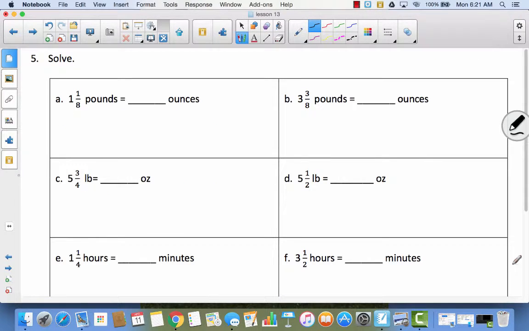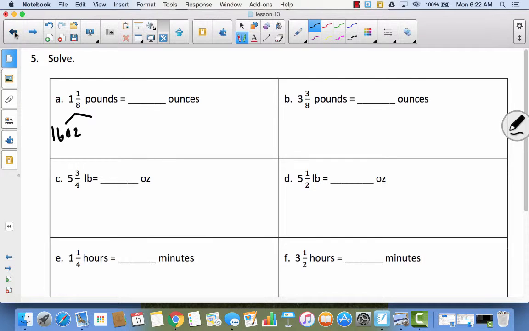All right, let's take a look at the back side now. So now we're going to be converting from pounds to ounces or from hours to minutes. And we can use what we did on the other side to put this together, or using a number bond would also work. So if I have 1 1/8 pounds, well, a whole pound is equal to 16 ounces, right? So if I had an eighth of a pound, do you remember how many ounces that was?